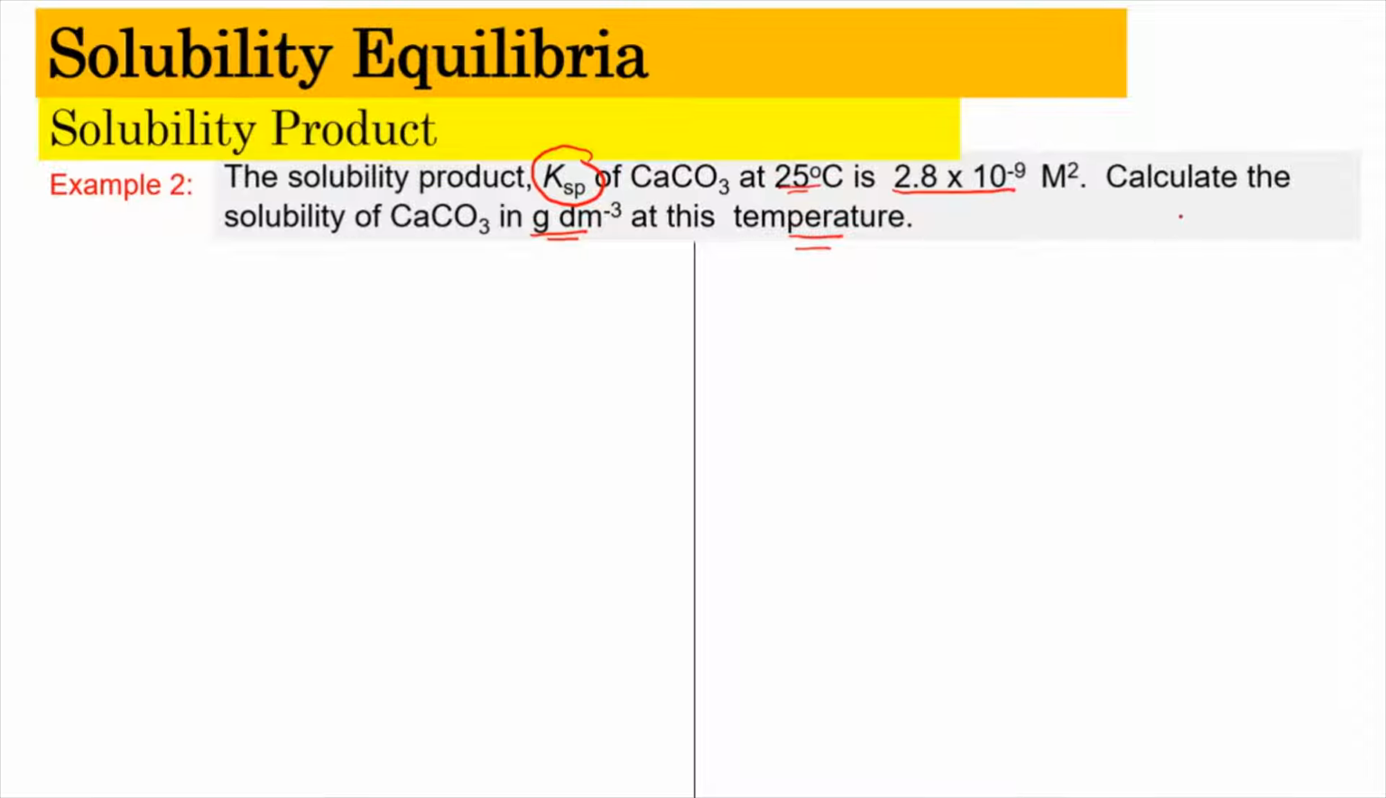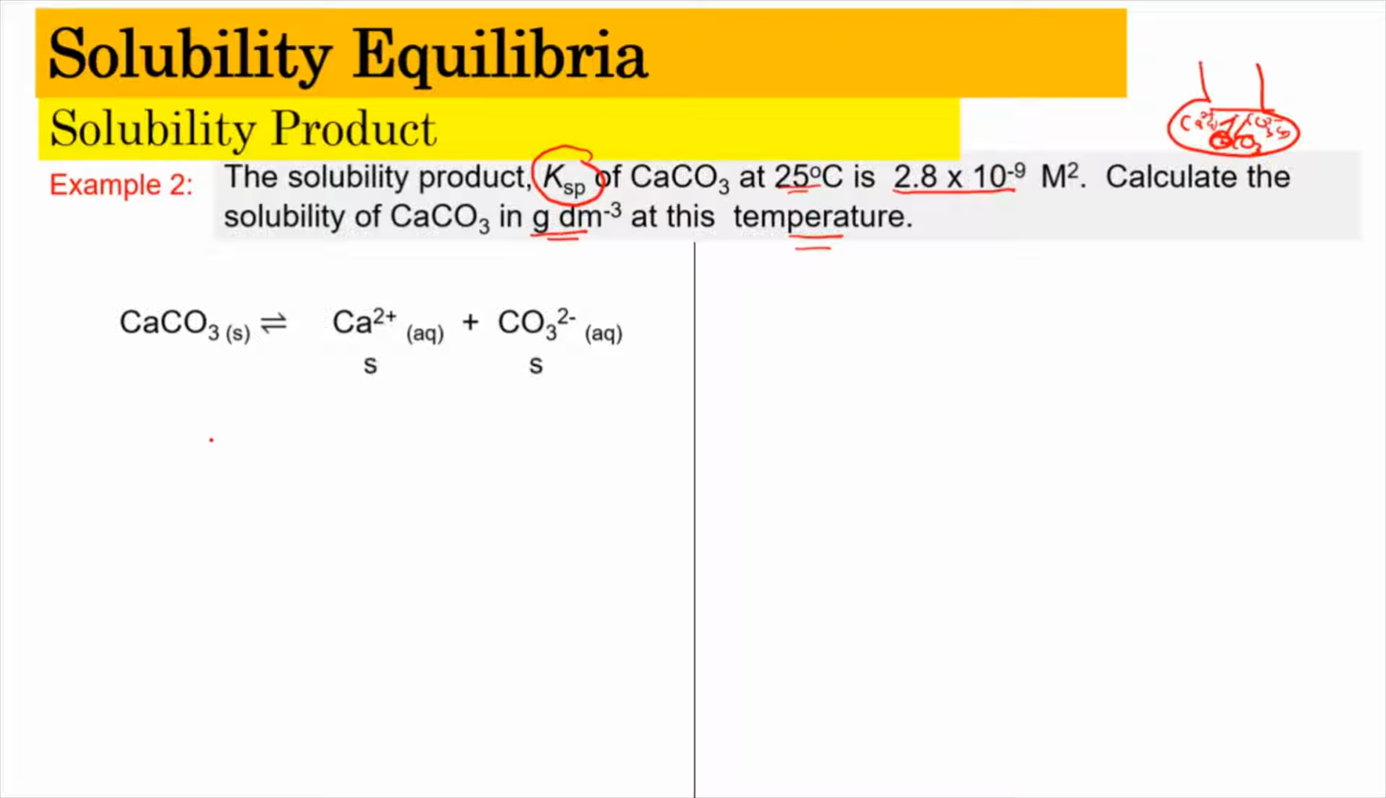So as usual, inside a saturated solution, you can say that the CaCO3, which is in the solid state, will be in equilibrium with its ions, which are the Ca2+ aqueous ion, as well as the CO3 2- aqueous ion. So it's going to be in this equilibrium. Okay, and at equilibrium, it's going to dissociate in order to form S as well as another S. We can let S be the molar solubility. So we need to figure out the value of S.